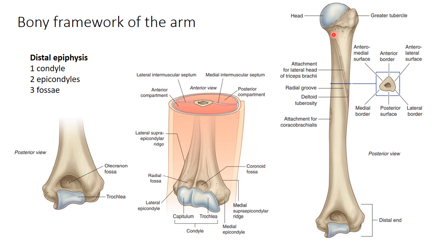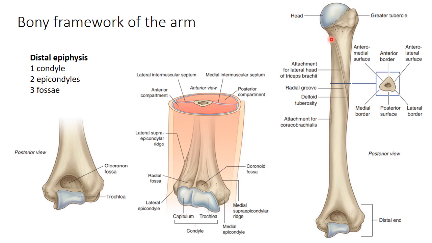This linear roughening is for the attachment of the lateral head of the triceps muscle. We will study it when we take the extensor compartment of the arm. Just inferior and parallel to this roughened area there is a smooth shallow groove called the radial groove, also called the semi-spiral groove. Why spiral? Because it winds around the shaft from anterior to posterior.